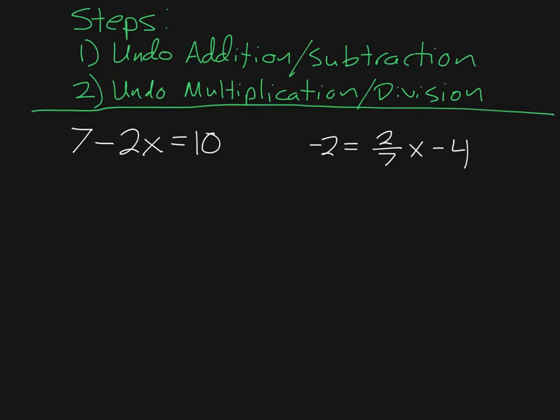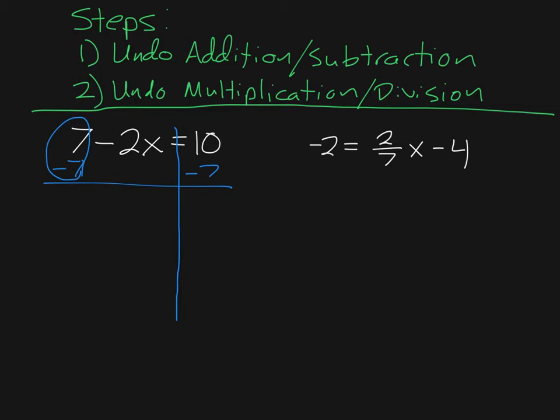In our first example, 7 minus 2x equals 10. We can start by drawing our line through the equal sign. Now we have to undo our addition or subtraction first. Now in this case we have 7 minus 2x. I want to leave my 2x alone, and I want to get rid of the 7 that we're subtracting 2x from. Now this is a positive 7. If I want to get rid of this positive 7, I can subtract 7 from both sides.